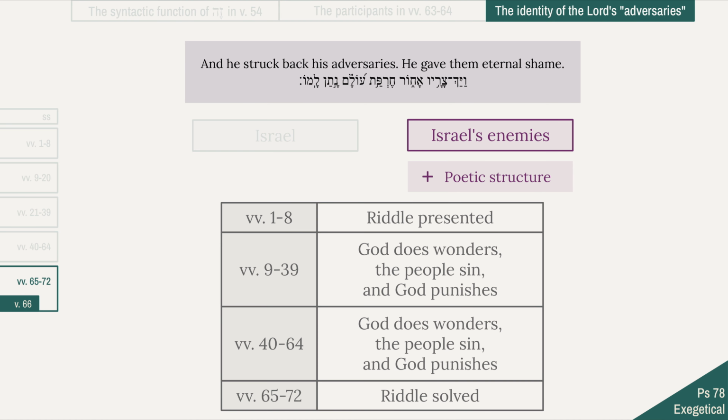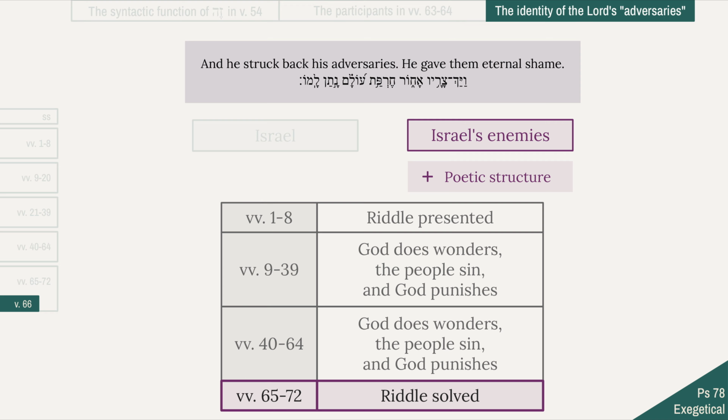Well, just as the first 8 verses give an introduction to the problem, the last 8 verses, 65 through 72, give the solution to the problem. The Lord rejects the northern tribes as the leaders of his covenant people, and instead he chooses David to shepherd them.